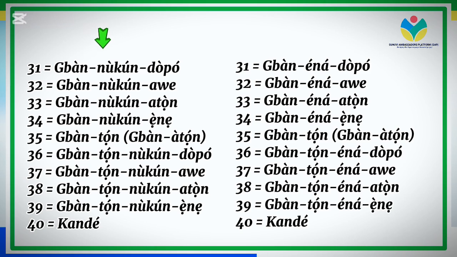After that we have Gba Ton, Gba and Aton. Remember, Aton is 5, while Gba is 30. So you put the 2 together, that's what Gba Aton is, 35. Now from there we start another counting again. Or if you want to use Ina as a connector, that's Gba Ina Dopo, Gba Ina Awe, Gba Ina Aton, Gba Ina Ene, Gba Ton. So from Gba Ton now we continue. Gba Ton Nukun Dopo, Gba Ton Nukun Awe, Gba Ton Nukun Aton, Gba Ton Nukun Ene.